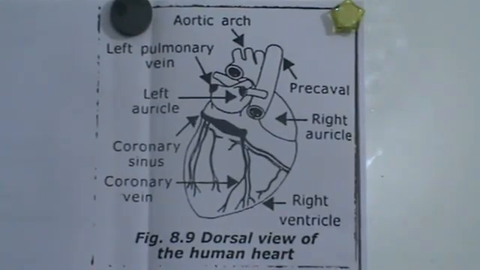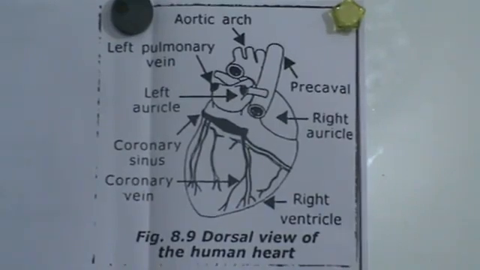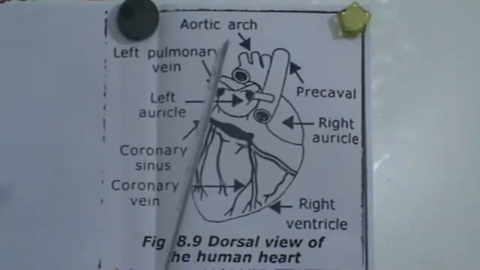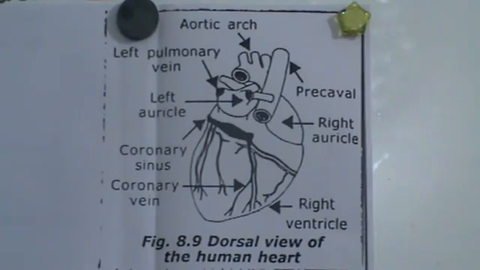Now the two major veins, the superior vena cava and the inferior vena cava, open into the right auricle dorsally, right? So you have the left pulmonary vein that comes in there. You have 4 pulmonary veins from the lungs which separately open into the left auricle.